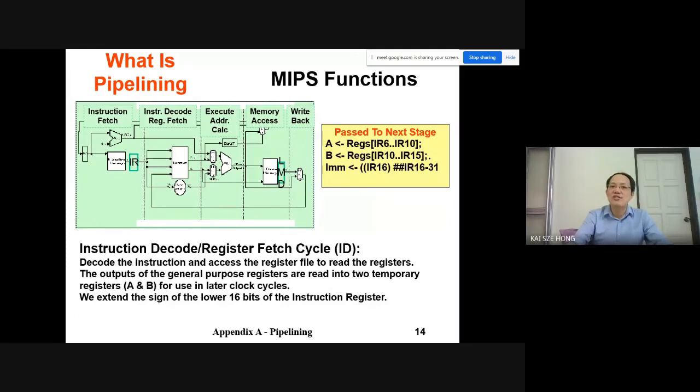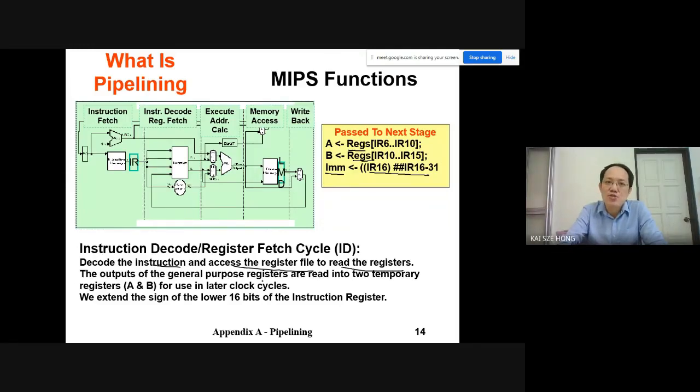Then we go to the second micro instruction. The micro instruction is you move the register from here to A and B, and this one to the immediate. So this is the instruction decode and register fetch cycle. For the second one, you need to do the instruction decode, using the micro operation over here. When we have time, we will come back here and explain more. Basically, the instruction decode is to decode the instruction and access the register file to read the registers. So the register value must be decoded into a meaningful form.